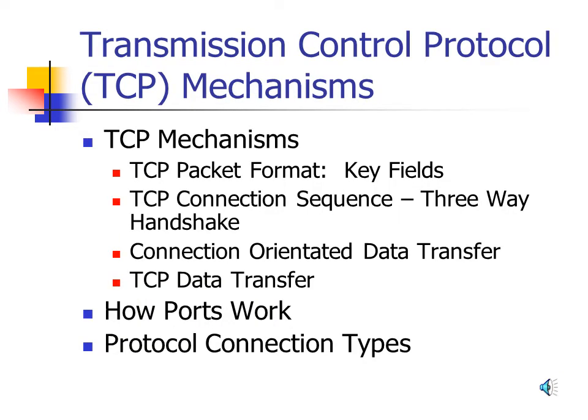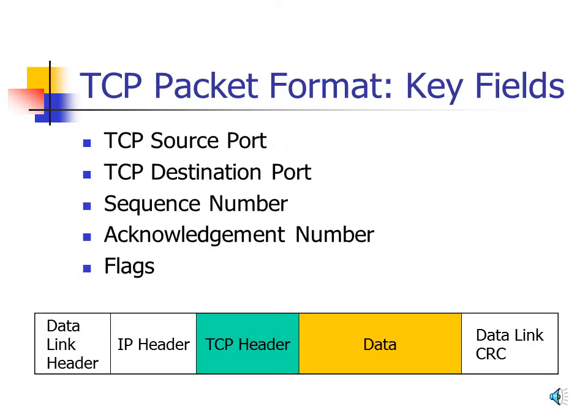Transmission Control Protocol, or TCP mechanisms. In this section, we'll take a look at TCP mechanisms by first looking at key fields inside the TCP packet format. Now, we're not going to look at all the fields, but just the key fields that help us understand how TCP transfers data. We'll take a look at the TCP connection sequence, what's called the three-way handshake, how this connection is set up. Then we'll talk about connection-oriented data transfer, and we'll look at an example of how TCP transfers data. We'll then talk about how ports work, in particular TCP ports, and then from there we'll talk about protocol connection types.